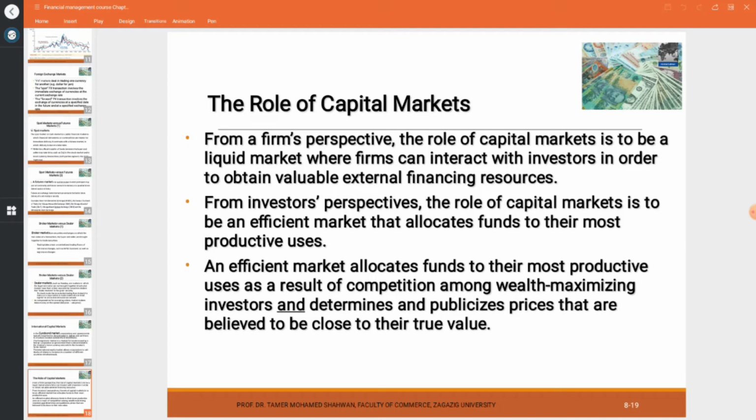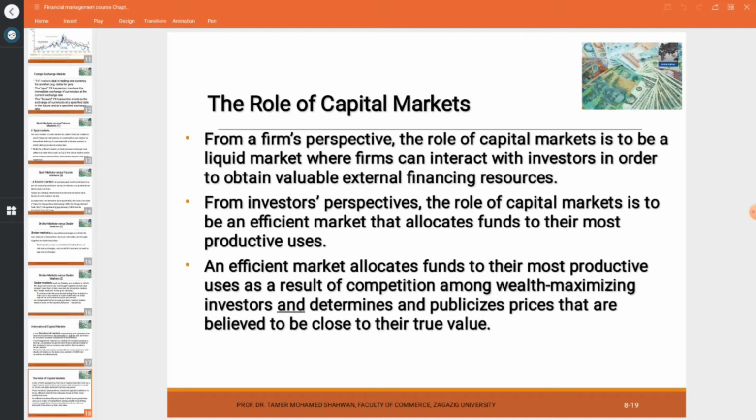The last part in the capital market is to investigate what is the role of capital market. Actually, we have different perspectives. The first one is from a firm perspective.